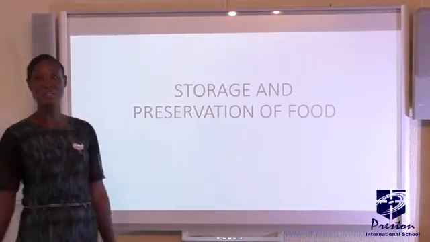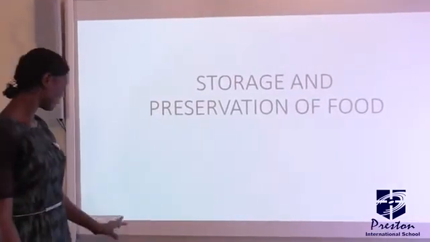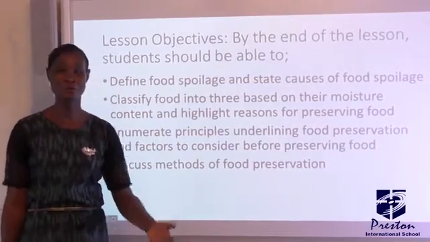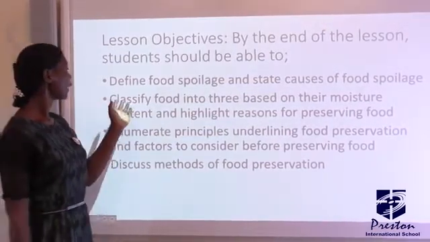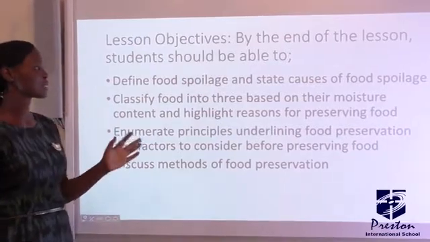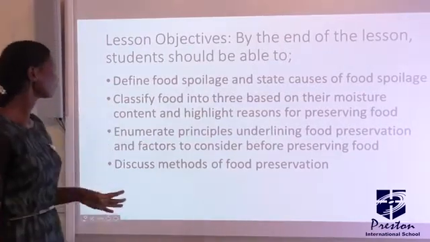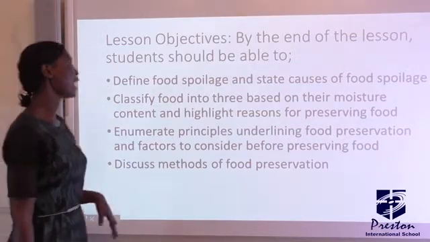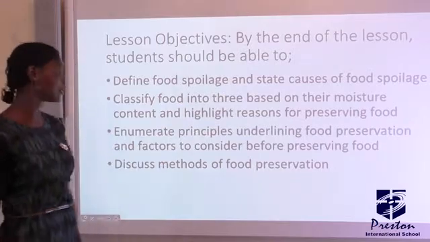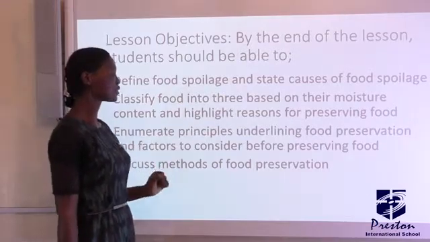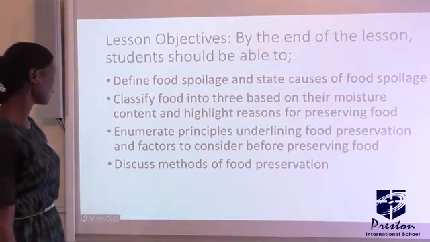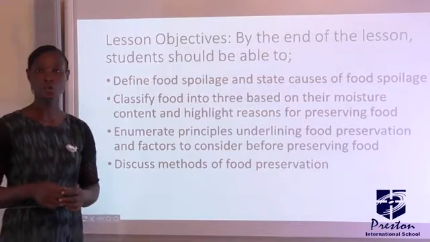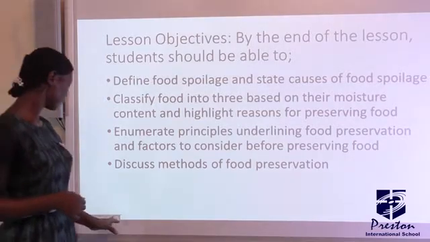Today we are looking at the topic storage and preservation of food. Remember, this is a revision to prepare you for the forthcoming examination. We are to define food spoilage and state causes of food spoilage. We are to classify food into three based on their moisture content and highlight reasons for preserving food. Also, we are to enumerate principles underlying food preservation and factors to consider before preserving food. And lastly, we are to discuss methods of food preservation.